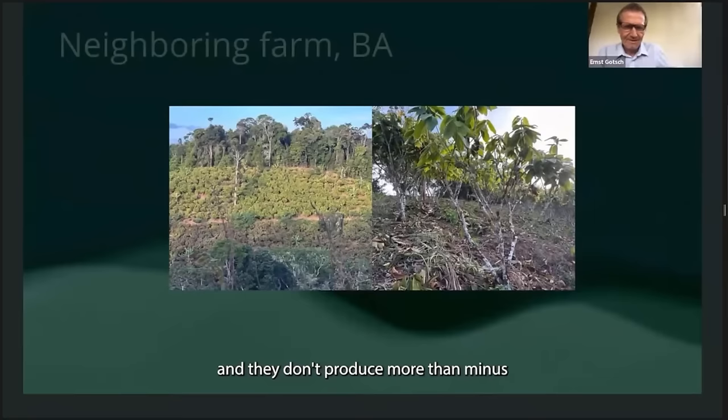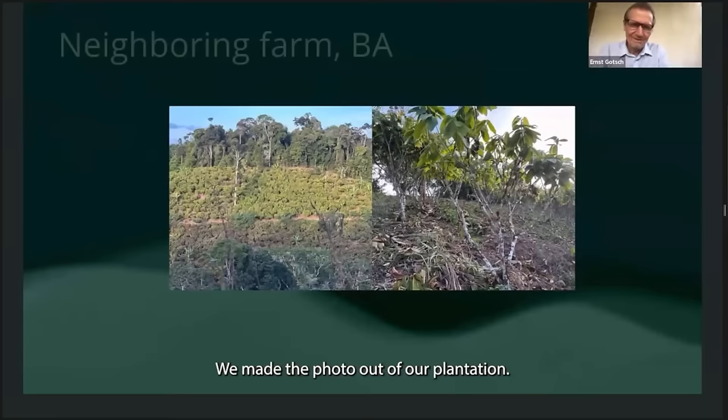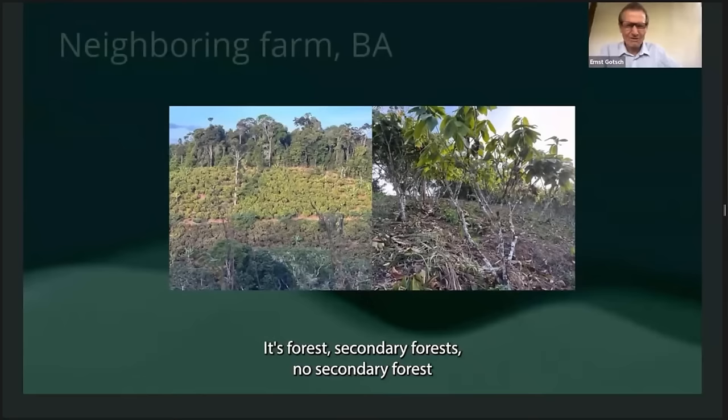Then on the left side, you see the plantation, photographed at the same hour of the same day, out of our plantation. You see the cocoa tree once again, and in the background, I chose for that picture an old secondary forest, so you see what it should be.